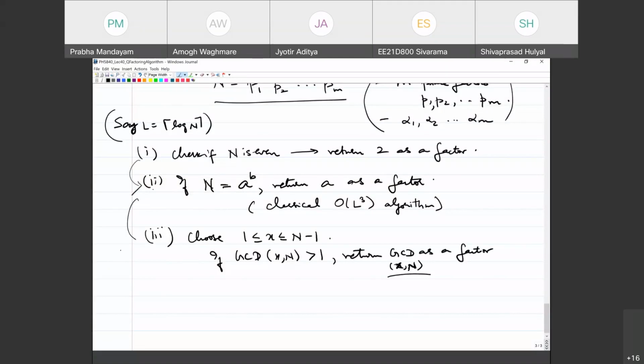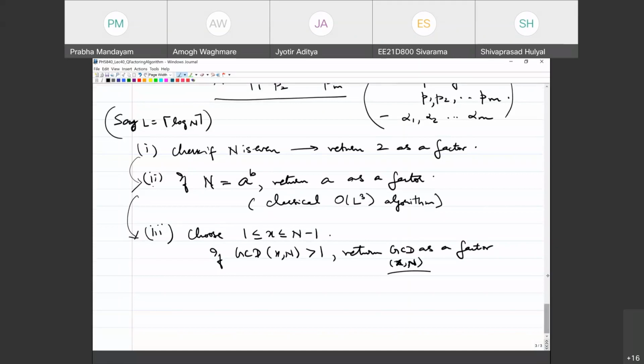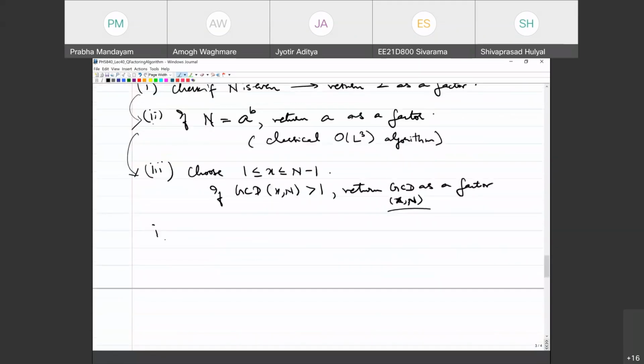So now if you do have an x whose GCD with n is only 1, then you do the order finding step, right? So then use order finding to find r such that x to the r is 1 mod n.